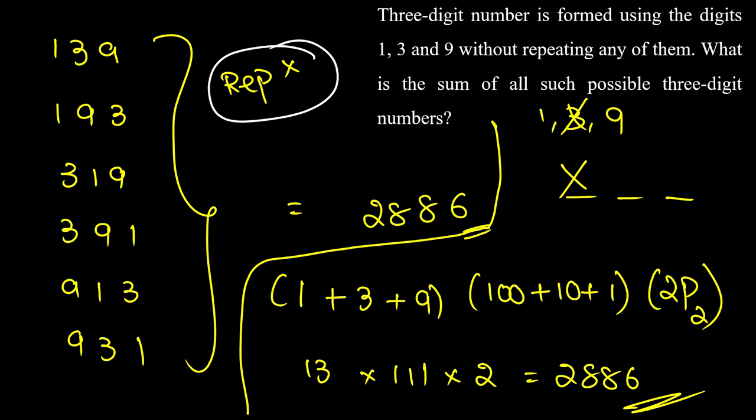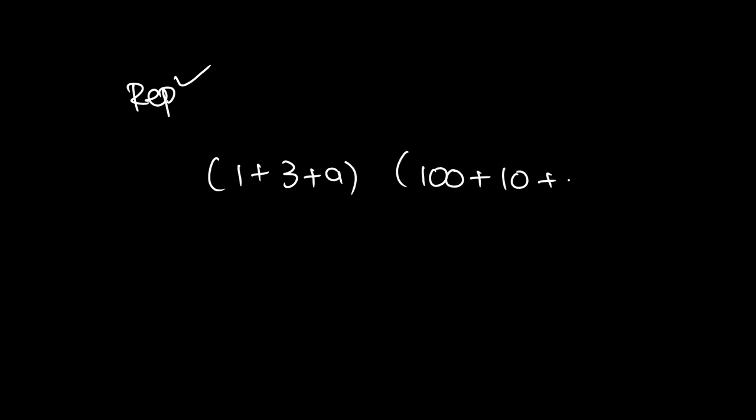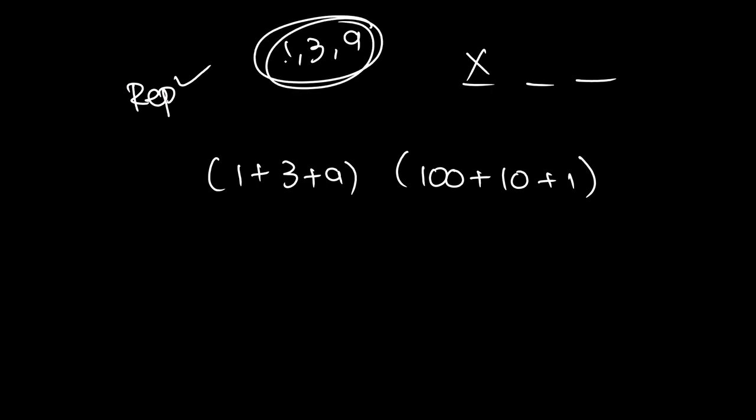And I am showing you right now, if repetition is allowed, only one change is going to happen. 1 plus 3 plus 9, yes. Here, hundreds place plus. Among these 3 slots, one slot is booked. But when repetition is allowed, all 3 numbers I can use. This should be 3 square. The remaining 2 slots can be filled in 3 square. That's the only change. There 2P2, here 3 square, 3 into 3.